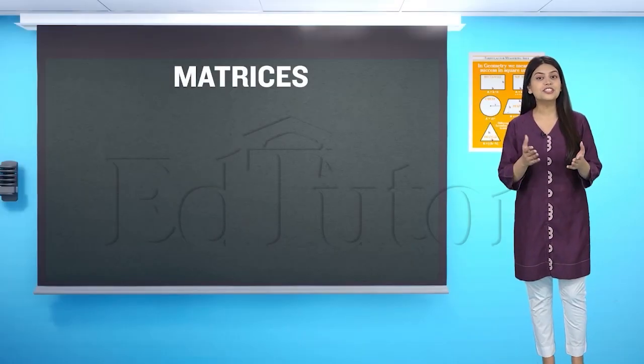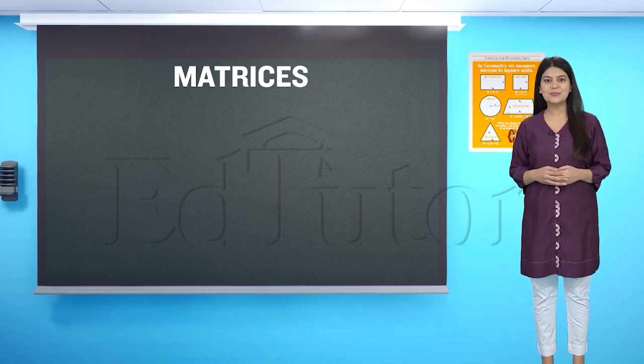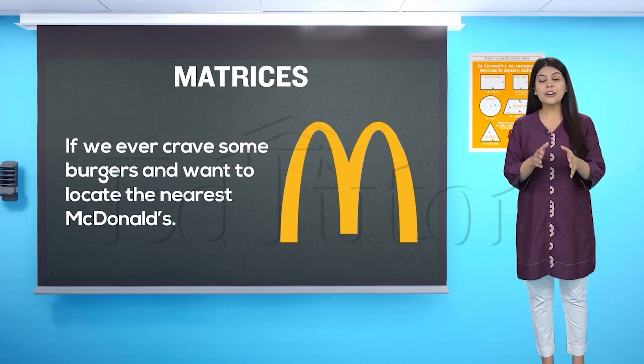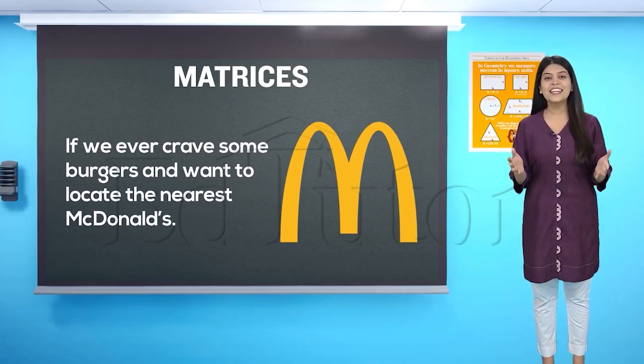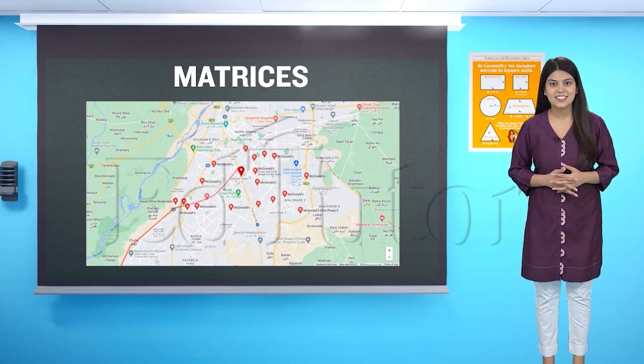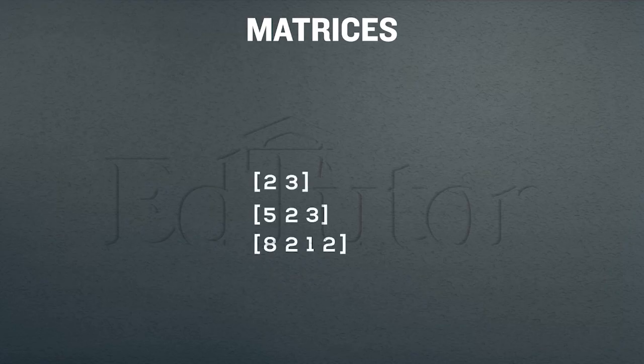We live in a truly incredible time where we can find our way to any place at any time. Think about it, isn't it crazy? If we ever crave some burgers and want to locate the nearest McDonald's, we can just search for it using our GPS. And we're there. It's time to learn about the types of matrices. So let's get right to it.